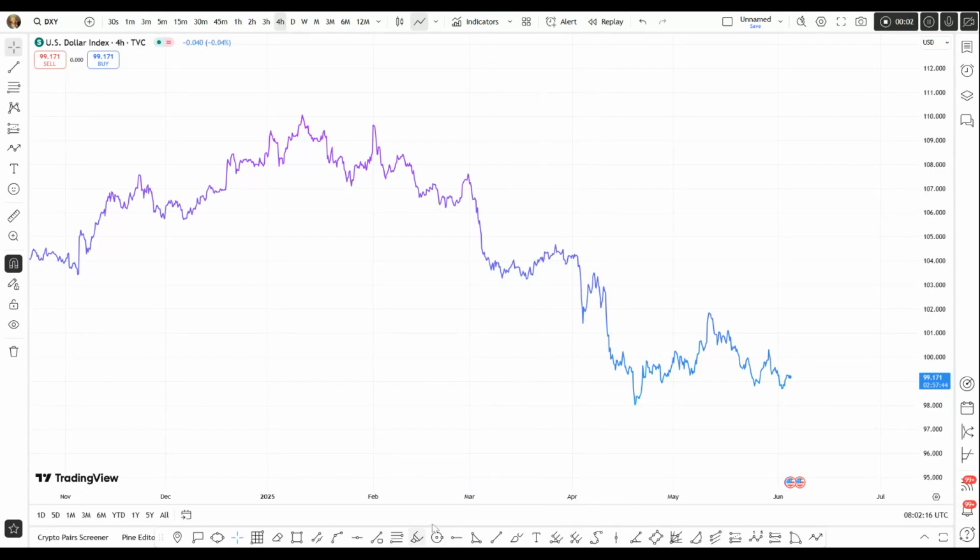So Shavyfxhub, let's look at the dollar index. Very important.